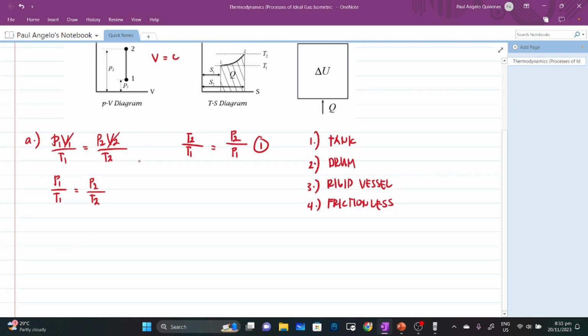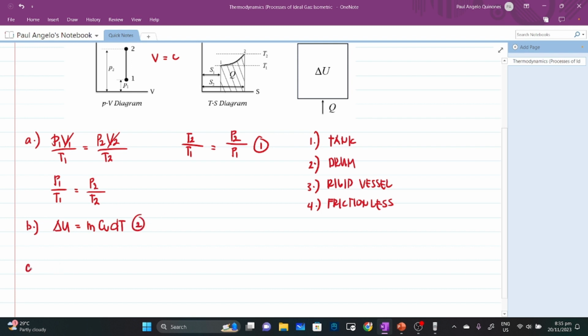Next, let's proceed with the change in internal energy. Take note that the equation for the change in internal energy is always absolute. What do I mean by absolute? Regardless of the process, it is always consistent. It doesn't change. It is given by m Cv dT. So this is your equation number 2.